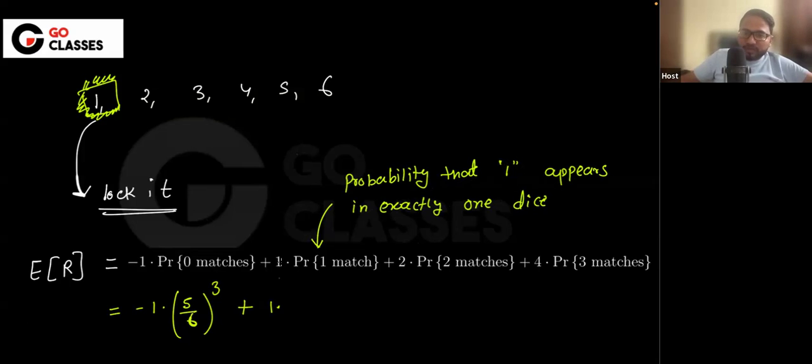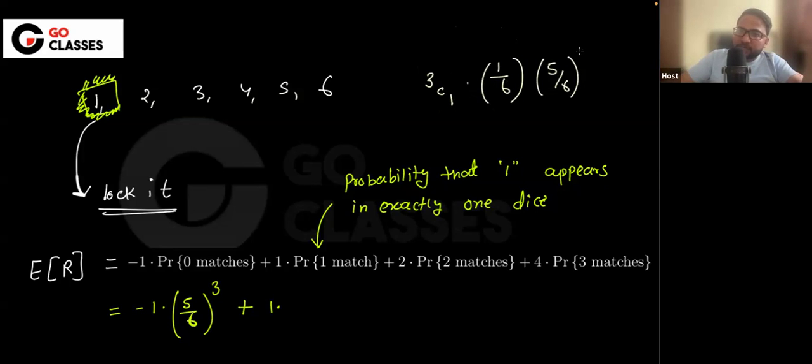So this one is because of this number. Now, let me tell you the probability that one appears in exactly one dice. See, there are 3C1 cases, right? The one might appear in first dice, second dice, third dice. This is the binomial distribution, right? So this is 3C1 into appearing is 1/6, and if it doesn't appear in the remaining dice, then it is (5/6) square. Okay, so it is 3C1 into 1/6 into (5/6) square.